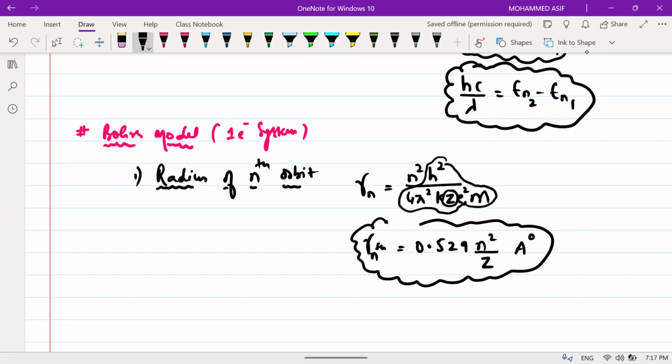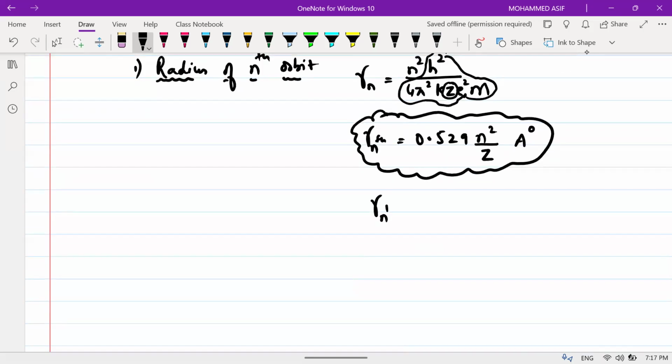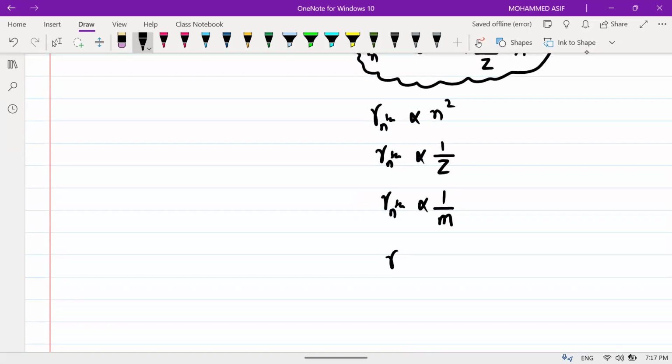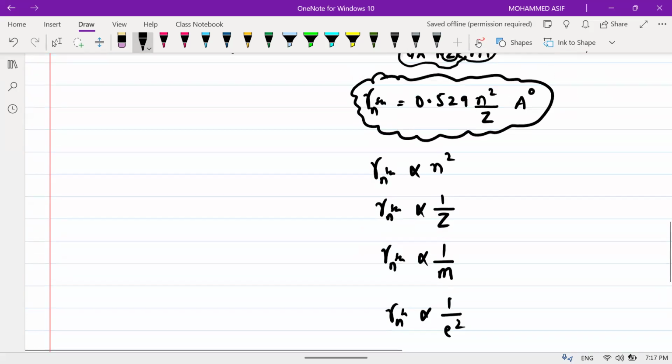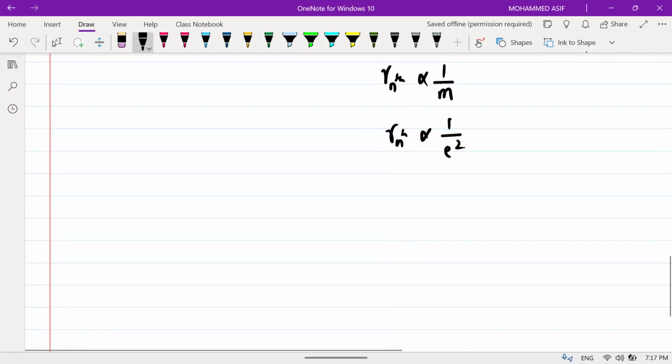That means radius of the nth orbit is directly proportional to n square. Radius of the nth orbit is inversely proportional to atomic number. Radius of the nth orbit is inversely proportional to mass. This is very important for me, beta. And radius of the nth orbit is inversely proportional to e square. For theoretical questions, you need to learn them by heart and try to remember, beta, in the radius of the nth orbit. The next one is velocity of the nth orbit.